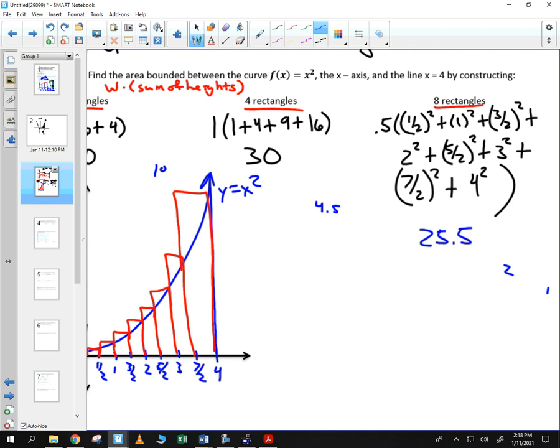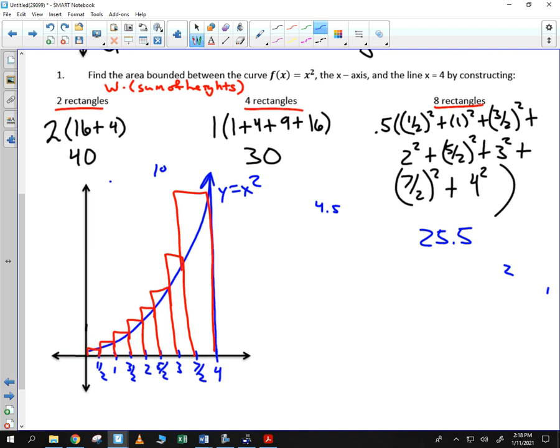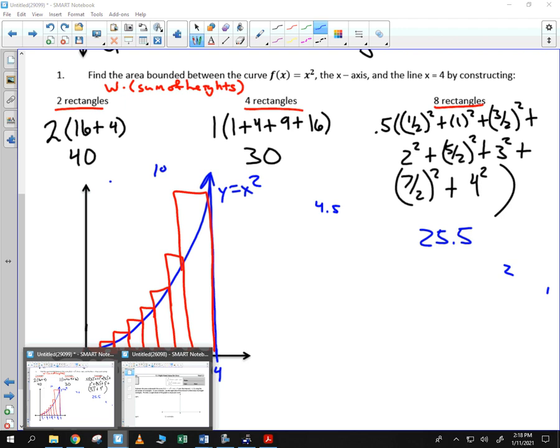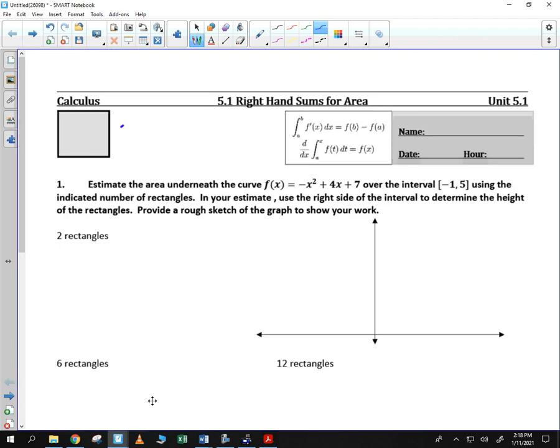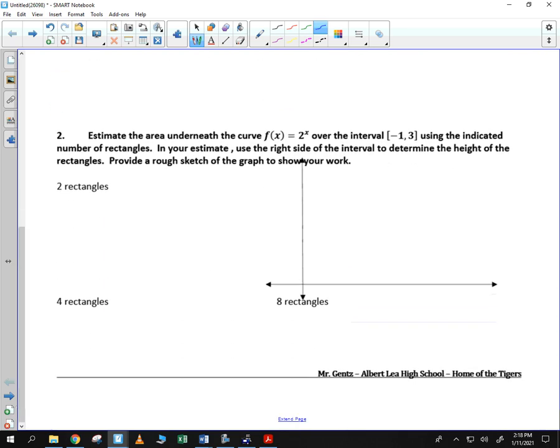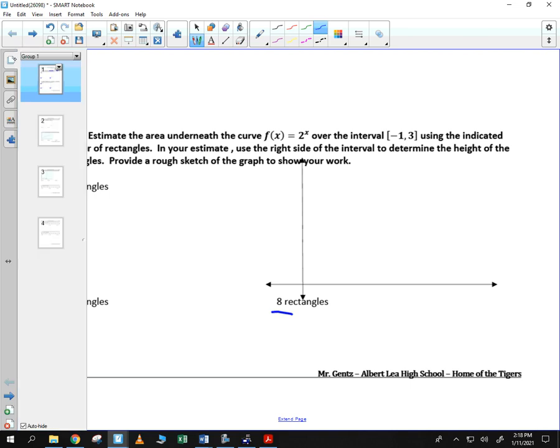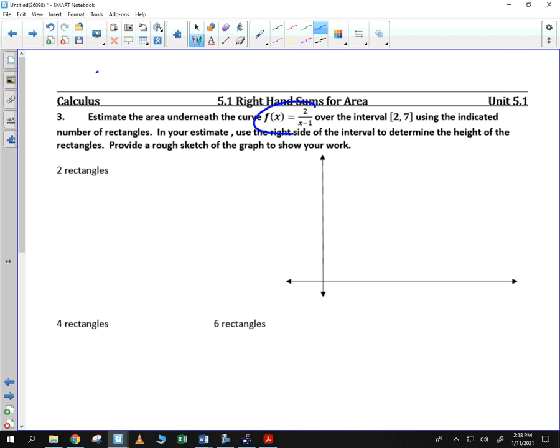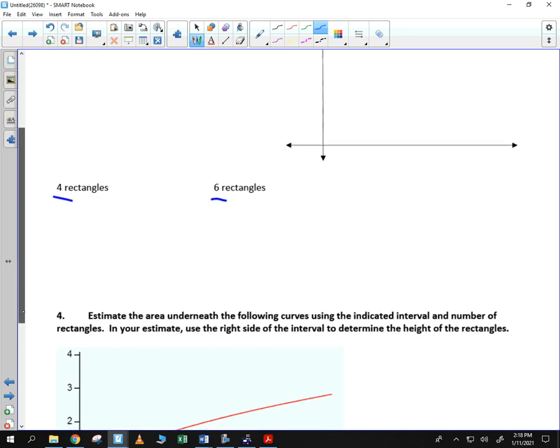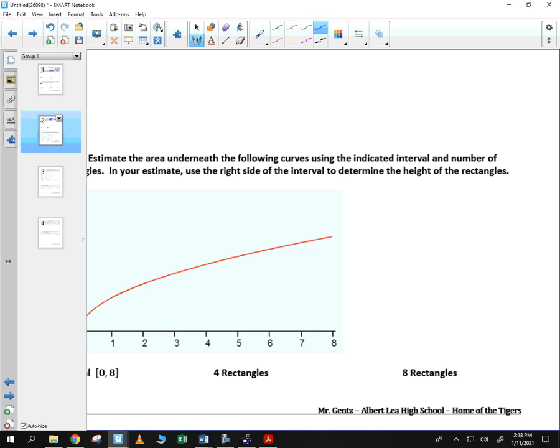So on your worksheet, that's going to be the first thing that you are going to do. As I take out this worksheet, you have a function. Notice the interval, and you're going to divide it up into 2 rectangles, 4 rectangles, 8 rectangles. Here's your function again. Here's your interval, 2, 4, and 6. That's part of what we're going to talk about when you return to class. The other part is how to estimate using other pieces.